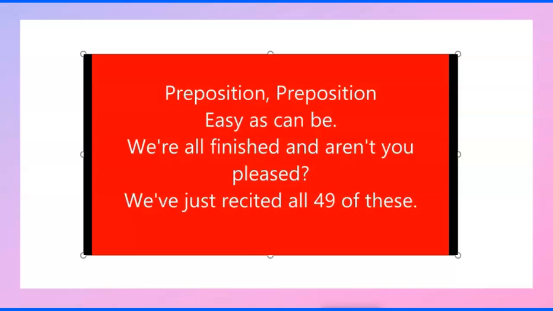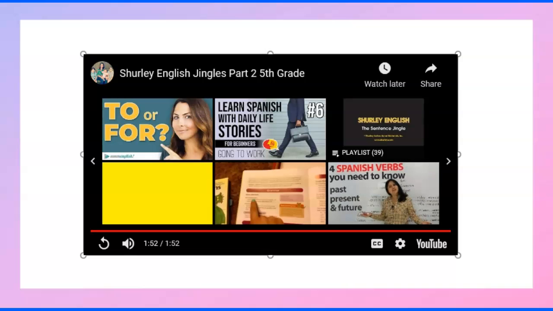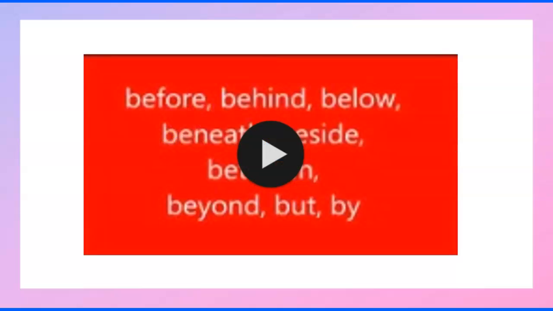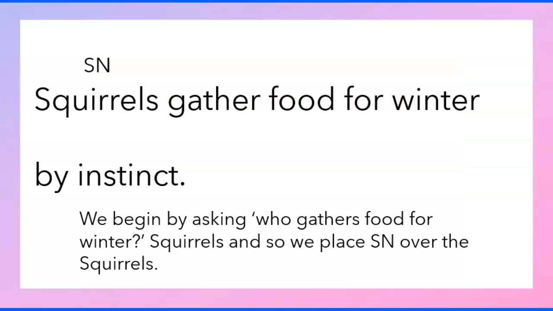We've just recited all 49 of these. Wow, she got a little fast for me. How about for you guys? Did she go as fast? So we'll look at that again at the end. So be ready. All right, let's do our next sentence.